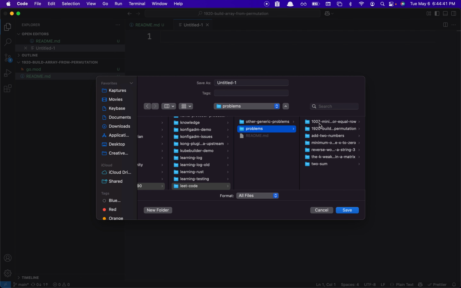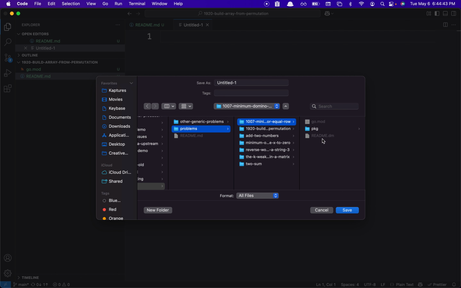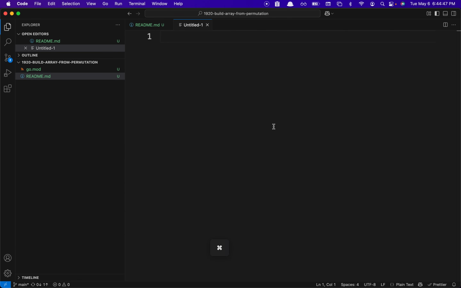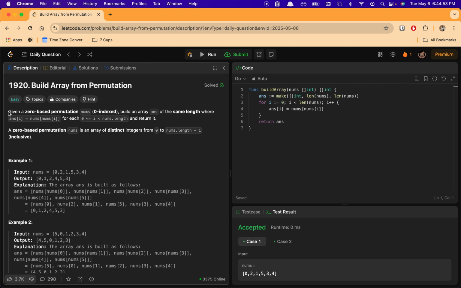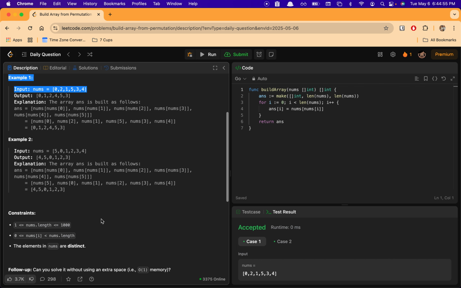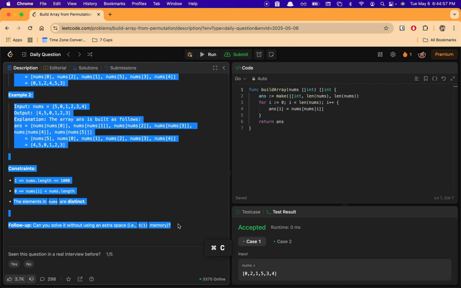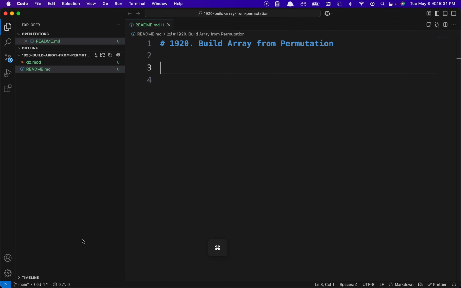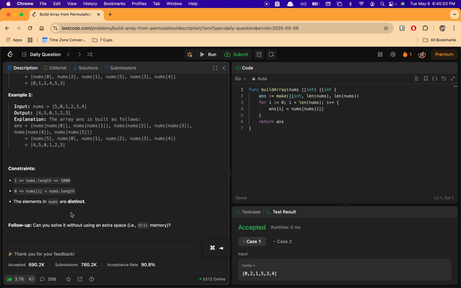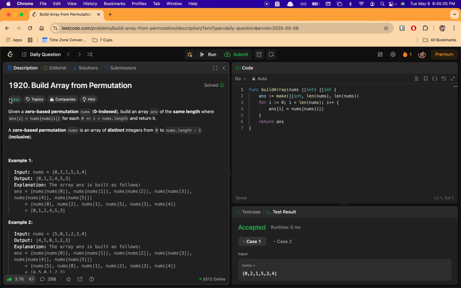Problems. How have I done it? So README.md, it's MD that I choose. Right, so put this. And this is the design. This is a good problem, very easy though.